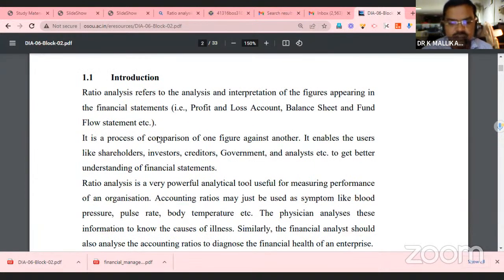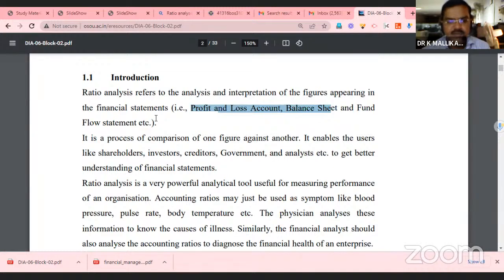It is a continuation of the previous session. In the previous class, we discussed three tools of financial management, three methods of management accounting: comparative statements, common size statements, and trend analysis. Now we are on the fourth topic, ratio analysis. Based on the income statement and balance sheet data, we are going to prepare ratio analysis. So why are ratios very important?